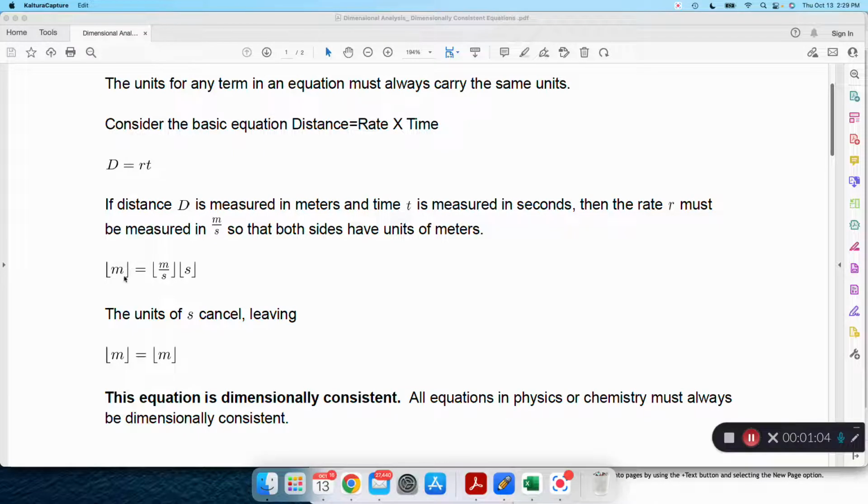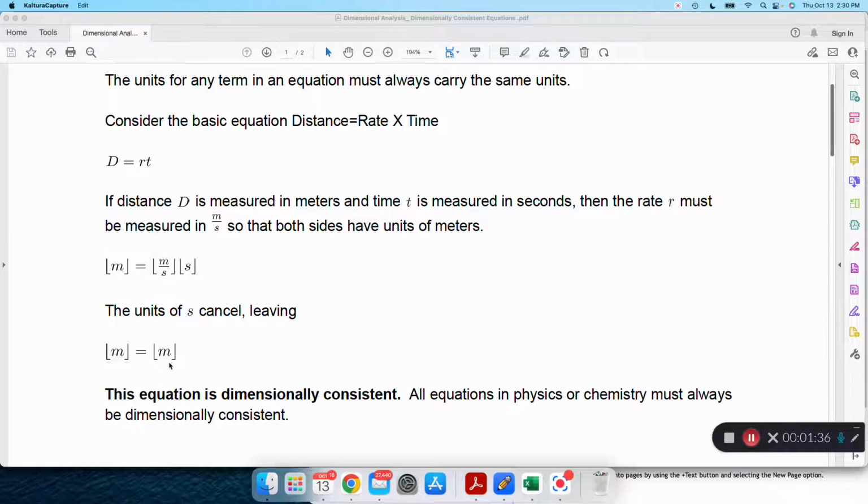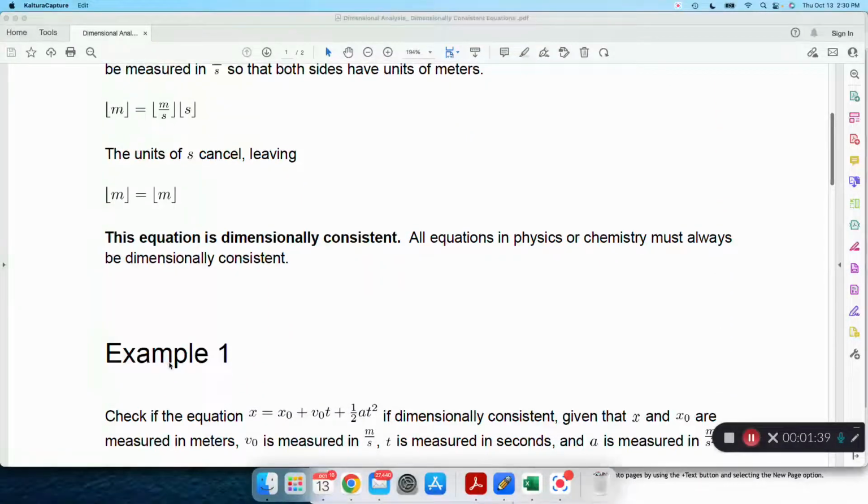So if we were to write down, we're not plugging in numbers here, we're just plugging in our units. And I like to use these little braces here to indicate I'm plugging in units into an equation. So D is measured in meters, T is in seconds, R has to be meters per second so that the seconds will cancel out, leaving base units of meters on the right side. And then we have meters equals meters. That's allowed. So any equation you're going to have in your physics class, your chemistry class, any science class, every term is going to have the same units.